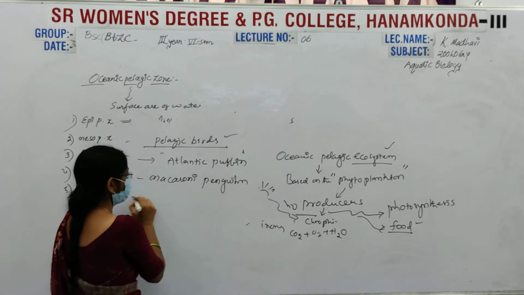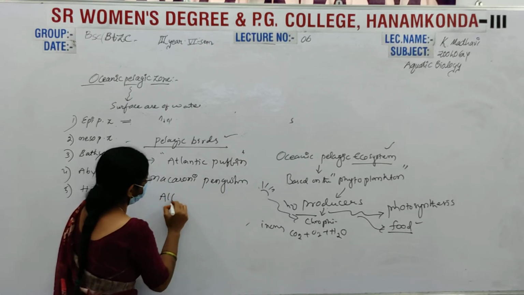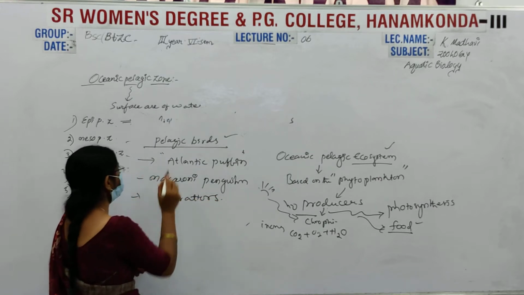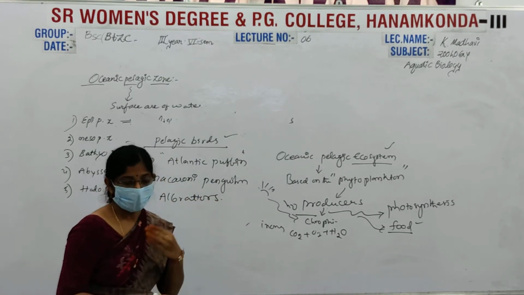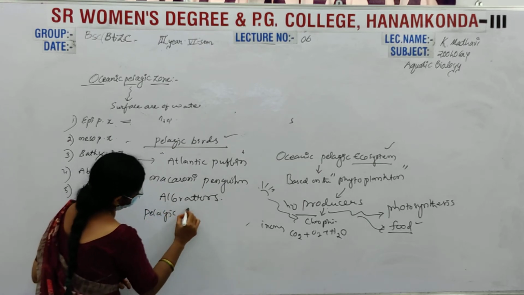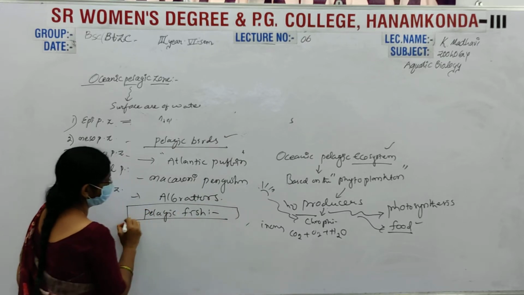Penguins. And next one, another bird named albatross. These are the best examples of pelagic birds. And pelagic fishes are also there. Which types of fishes are available in the pelagic zone?